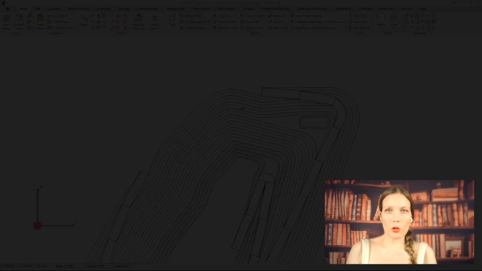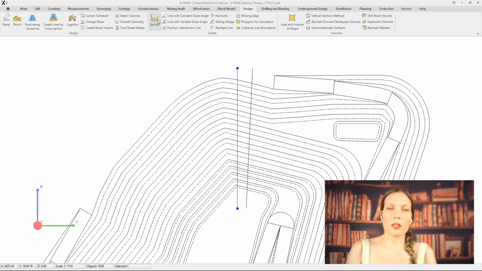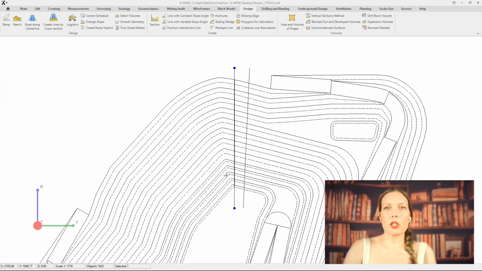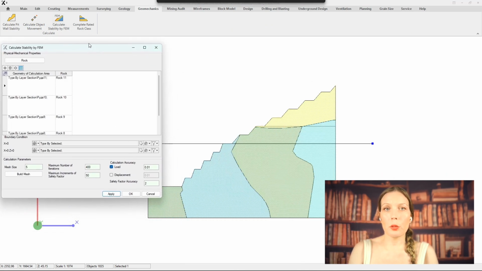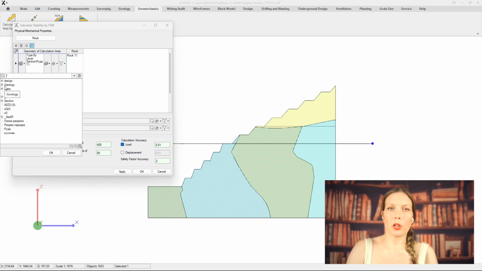Another level of analysis involves numerical modeling using finite element or finite difference methods. Unlike limit equilibrium, which assumes a predefined failure surface, numerical methods simulate stress and deformation throughout the entire soil or rock mass. The finite element method, or FEM, is especially valuable for complex conditions such as nonlinear soil behavior, irregular slope geometries, or staged construction.